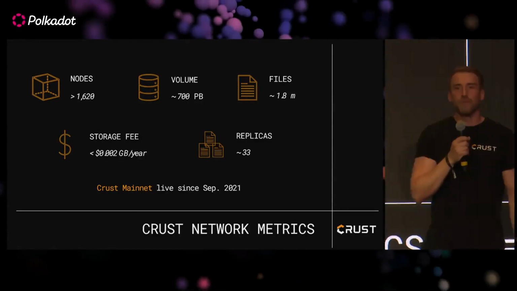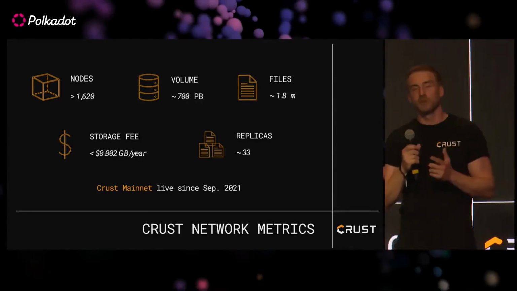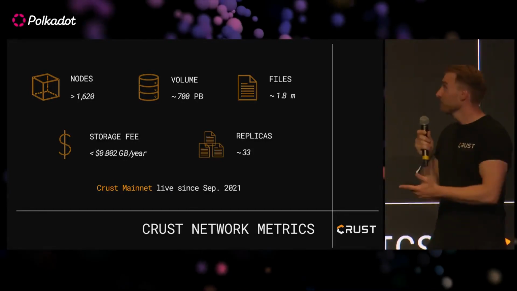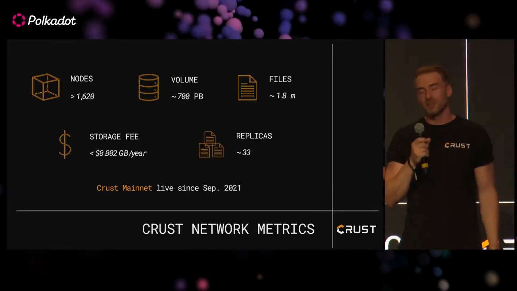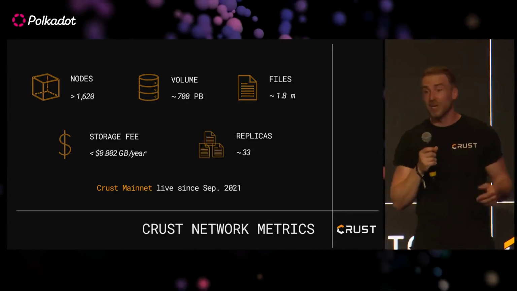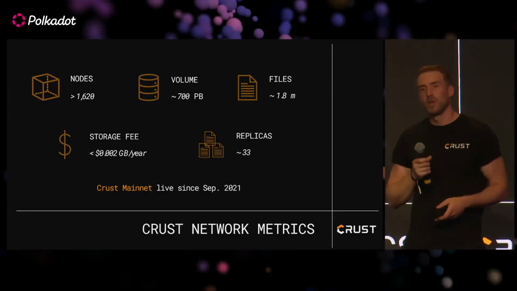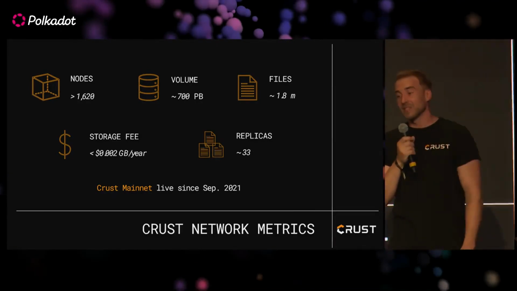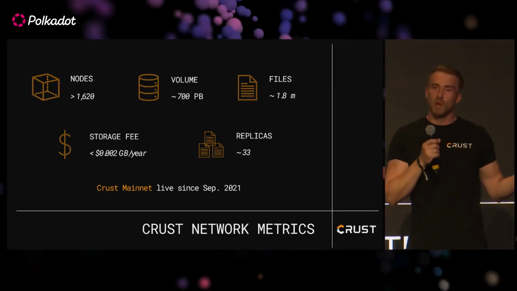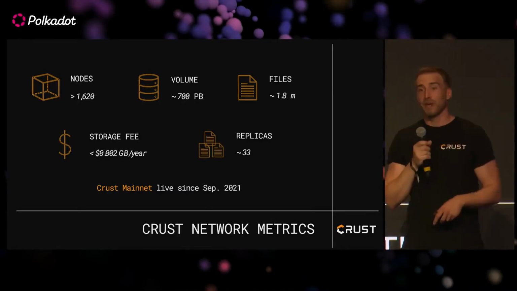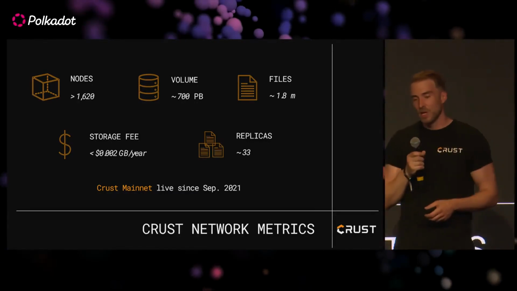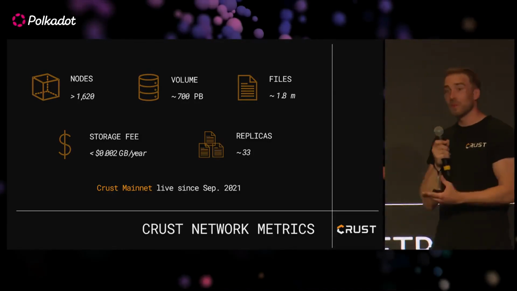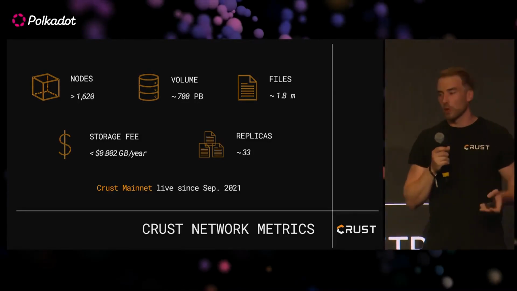So currently we have over 1,600 individual nodes contributing their resources to our network. And overall, this makes up to like 700 petabytes or 700,000 terabytes of total storage capacity. And we launched our mainnet in September 2021. And since then, we already processed more than 1.8 million file orders and uploads. And we don't just stop there. For every file upload, we have on average 33 replicas that are distributed over our network.